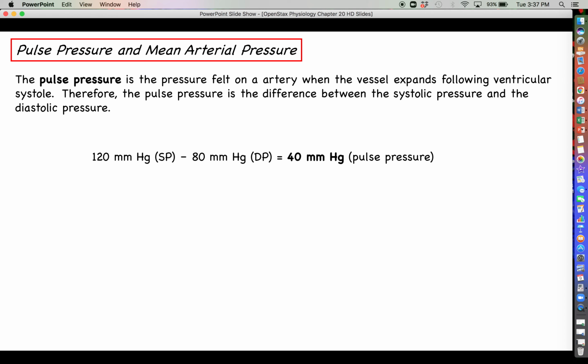Calculation of the pulse pressure is extremely easy to do. All it takes is a measurement of the systolic and diastolic pressures, and then you find the difference between them.